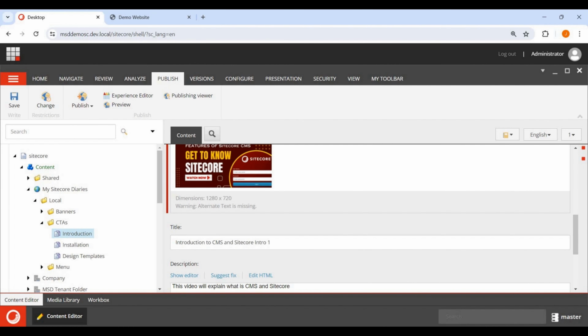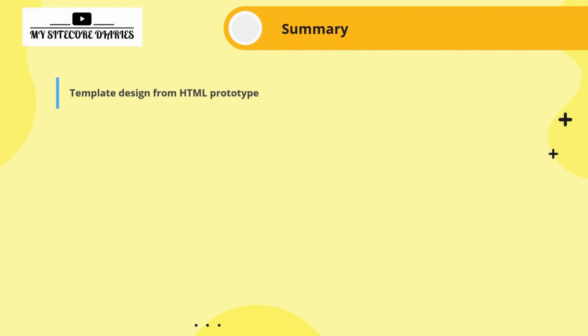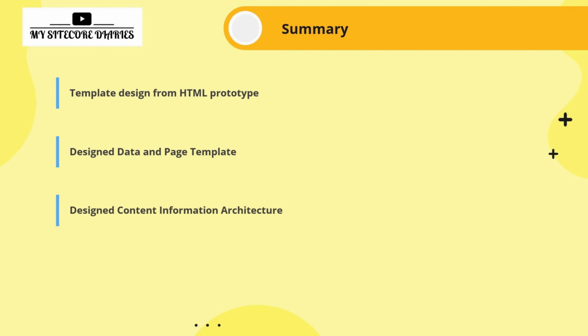So let us see what we have seen in this video series. First of all, we started with a template design from an HTML prototype. We have seen how we can design the templates. Then we designed a data and page template. Then we designed a content information architecture along with adding the layouts, renderings and the templates and using the inheritance. Then we integrated the HTML with Sitecore.